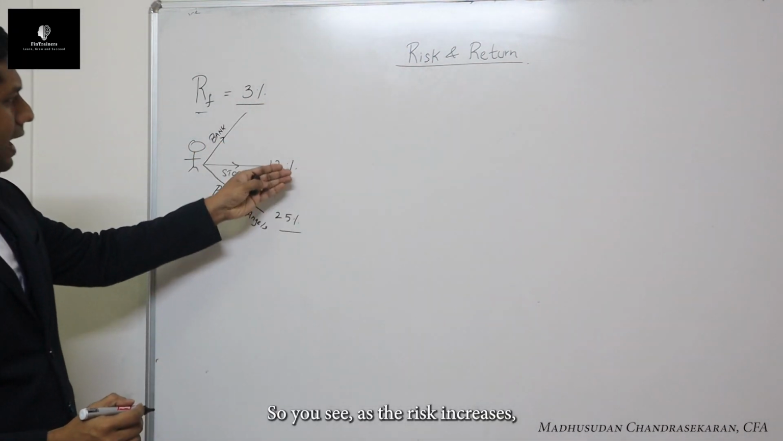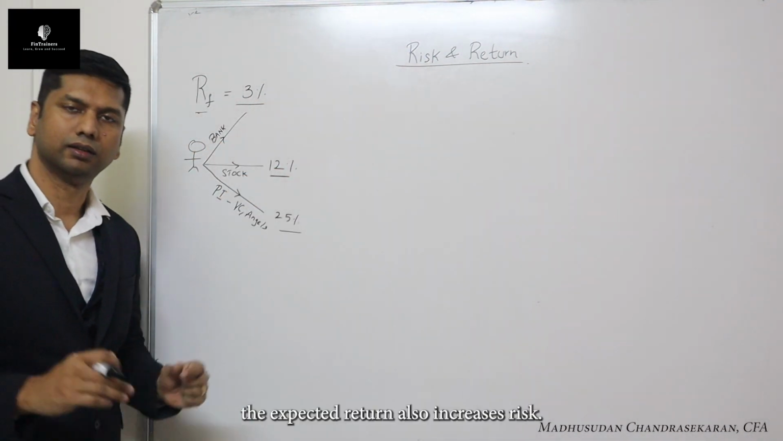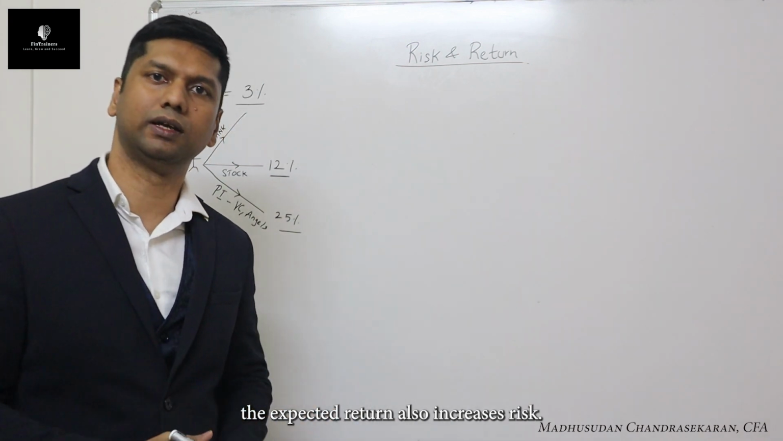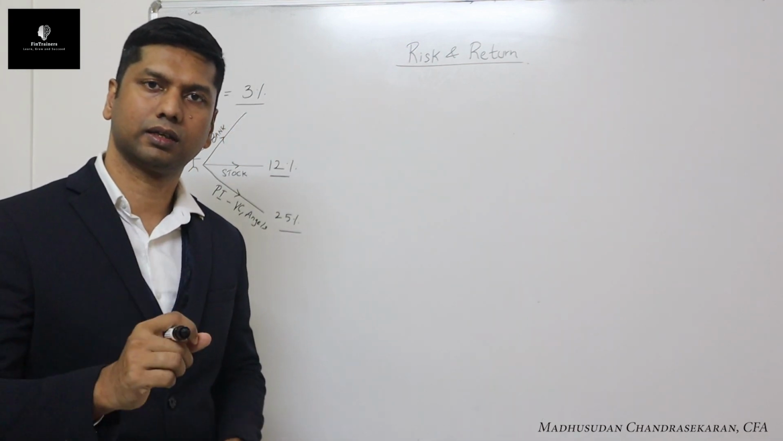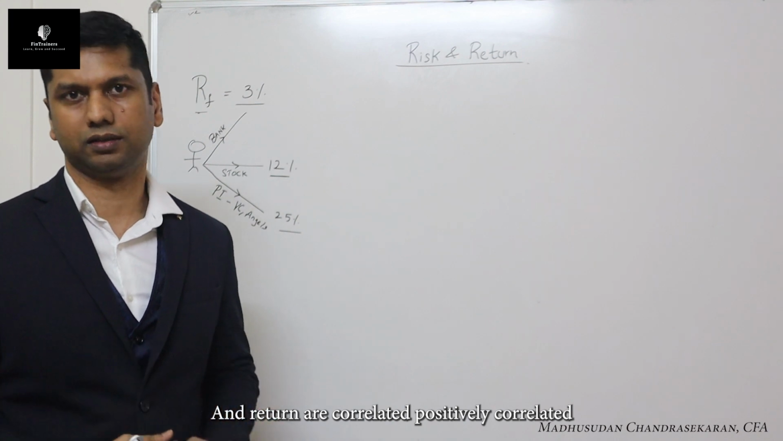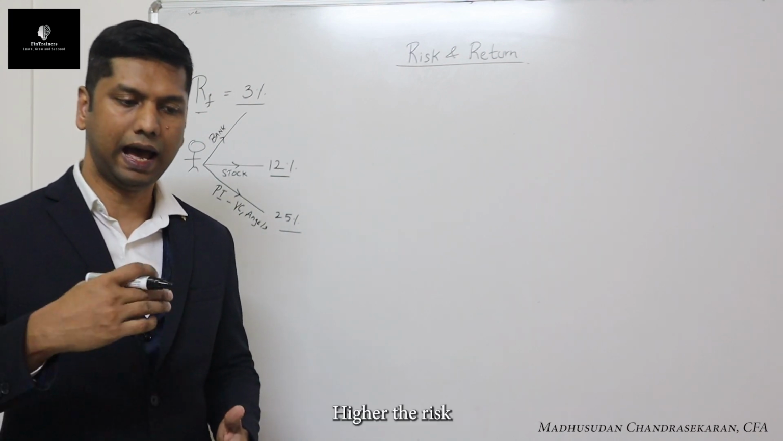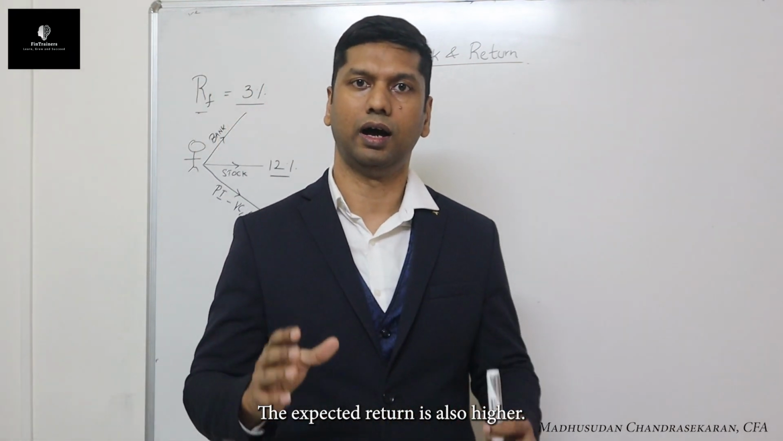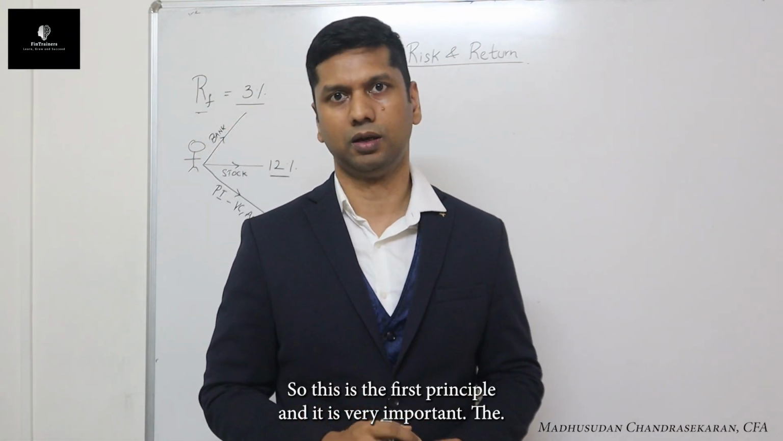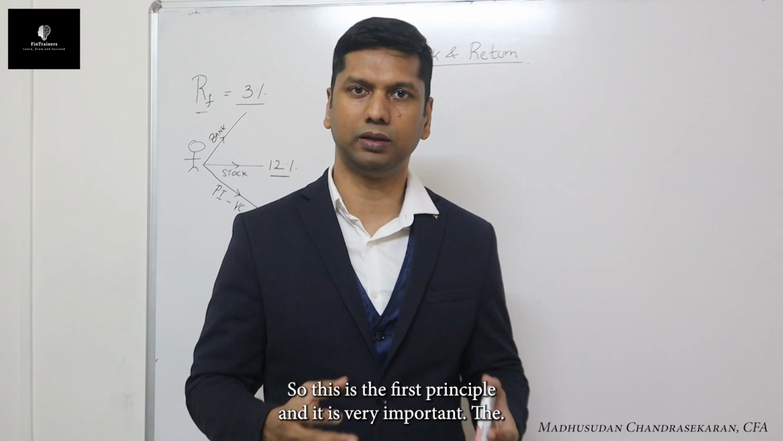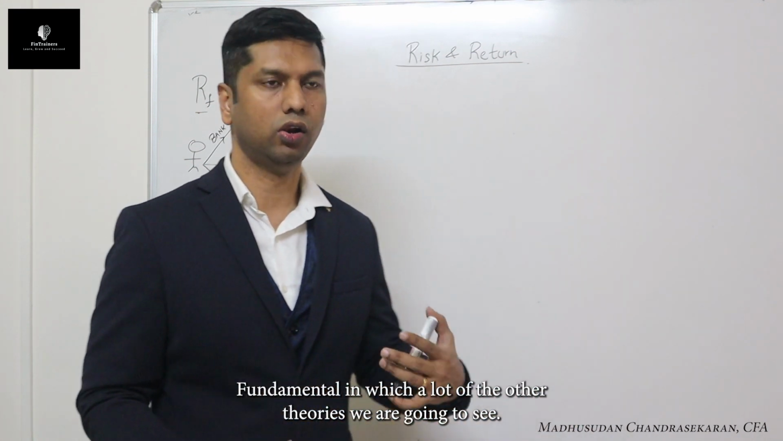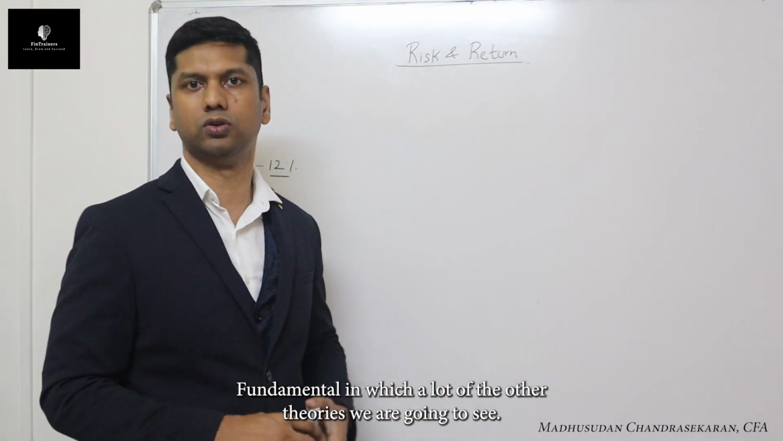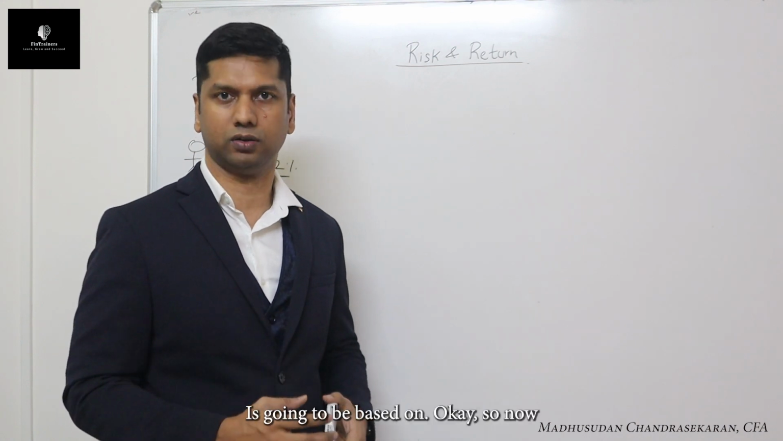So you see, as the risk increases, the expected return also increases. Risk and return are positively correlated. The higher the risk, the higher the expected return. So this is the first principle, and it is very important, the fundamental on which a lot of the other theories we are going to see will be based.